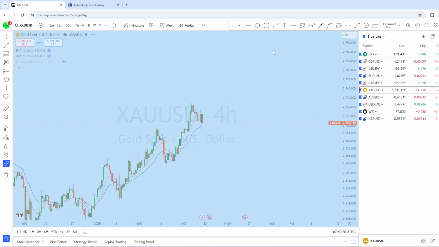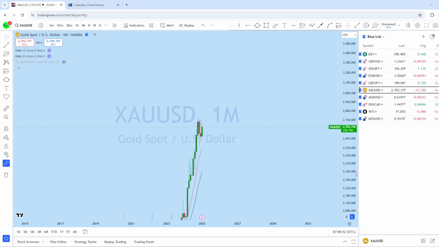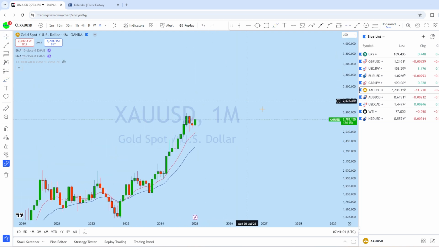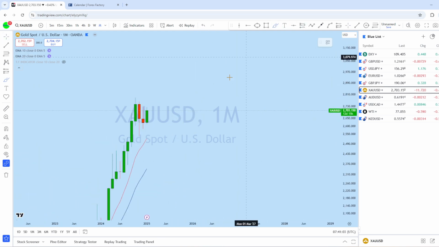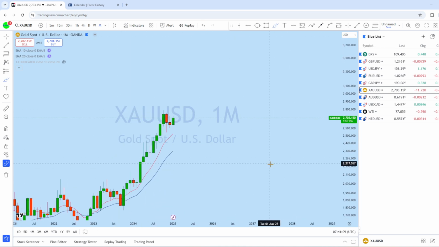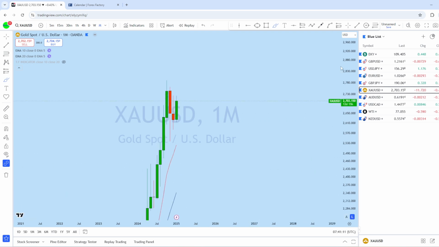Now on XAUUSD, looking at the monthly chart, we can see this is a long-term bull market. Starting from here, we can see a very strong impulse, followed by this pullback. And from this level, there is another very strong impulse here, followed by a deeper pullback on XAUUSD. And this is the monthly price action here.